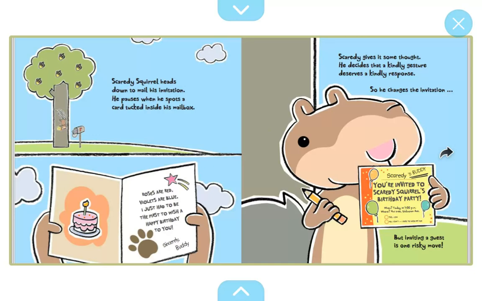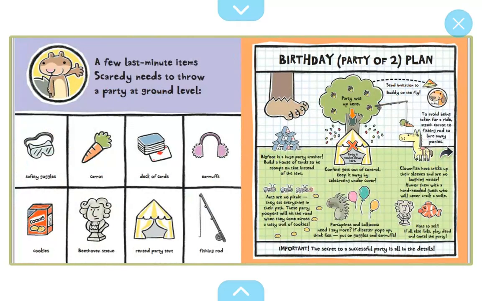But inviting a guest is one risky move. A few last-minute items Scaredy needs to throw a party at ground level. Safety goggles, carrot, deck of cards, earmuffs, cookies, Beethoven statue, rented party tent, fishing rod. Birthday party of 2 plan. Send invitation to Buddy on the fly.